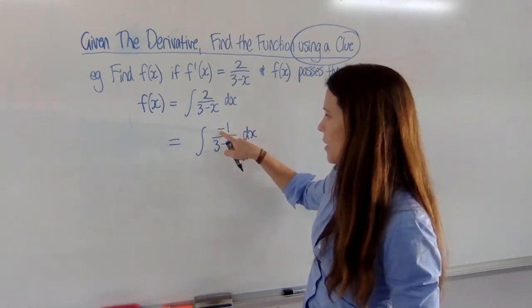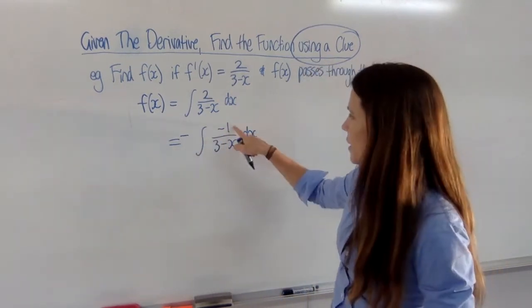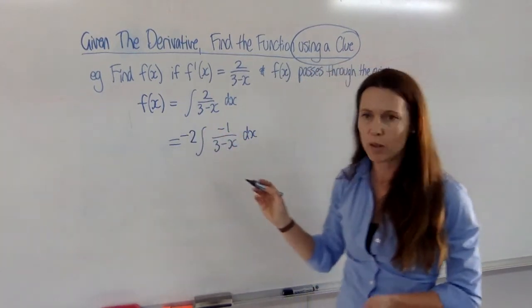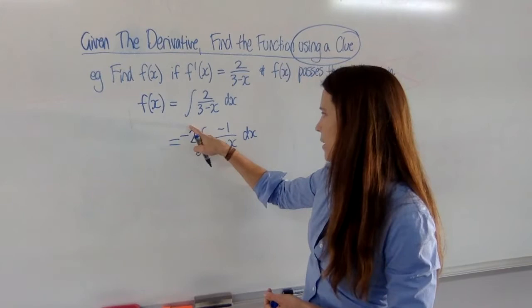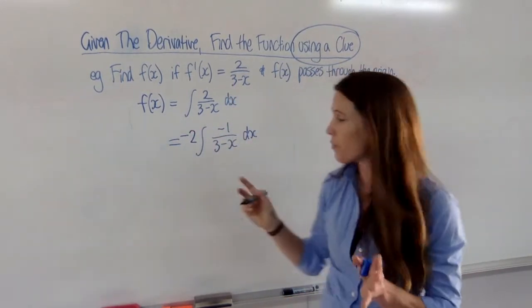Well, I've introduced a negative that wasn't there, so I need to put one out the front to account for that. And mine doesn't have a 2 and theirs does, so put this here. A bit of trial and error helps you here, and then just double check. If I do -2 multiplied by -1, sure enough I get 2, so it's fixed.